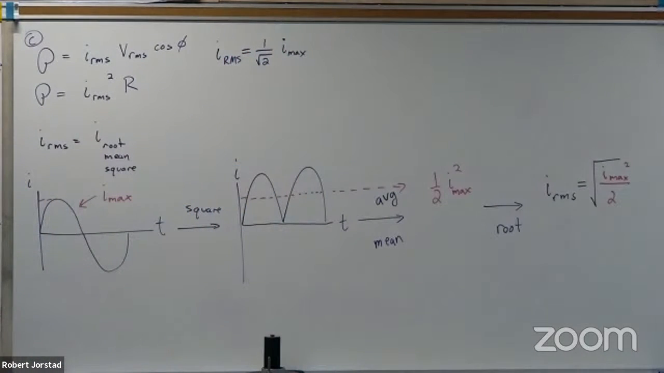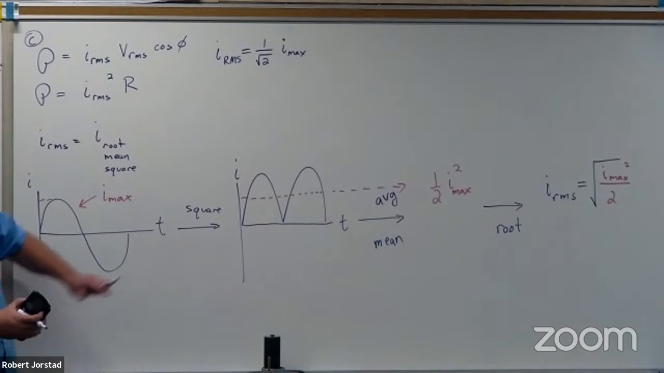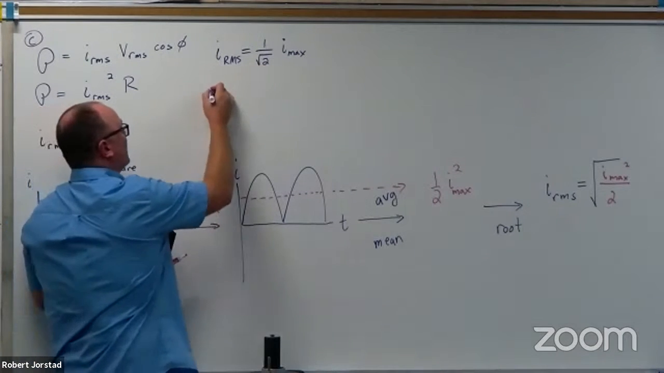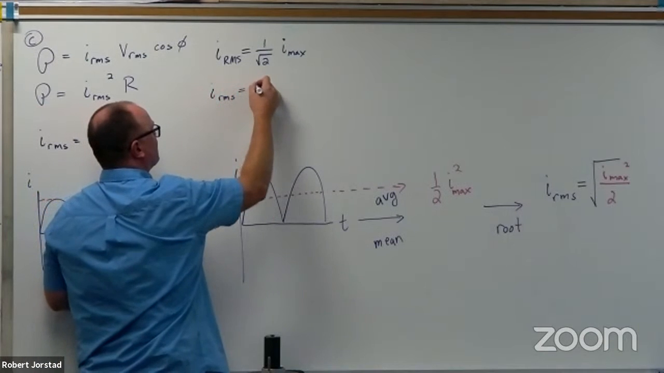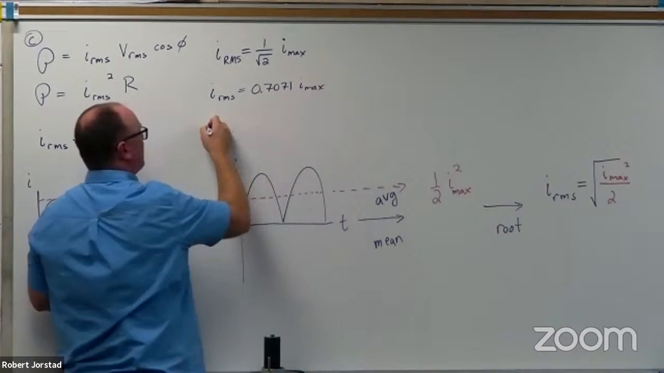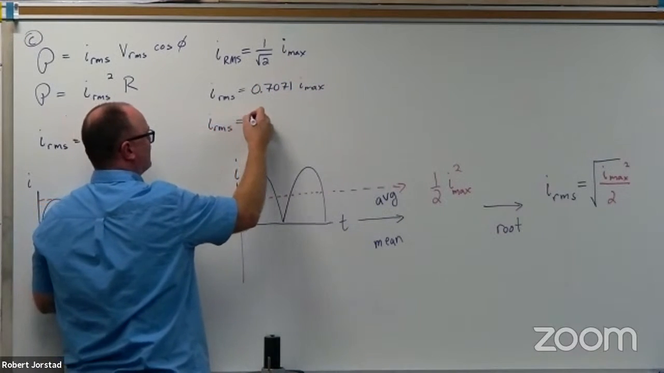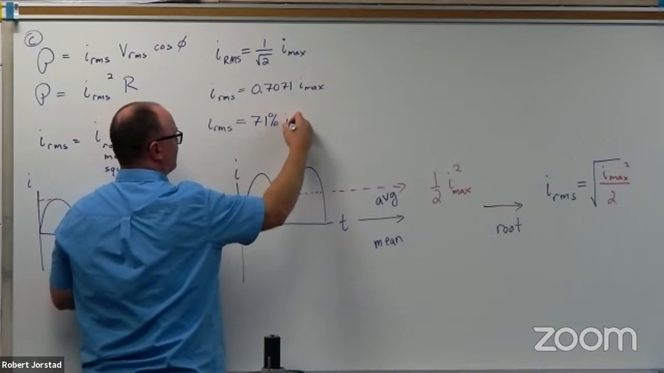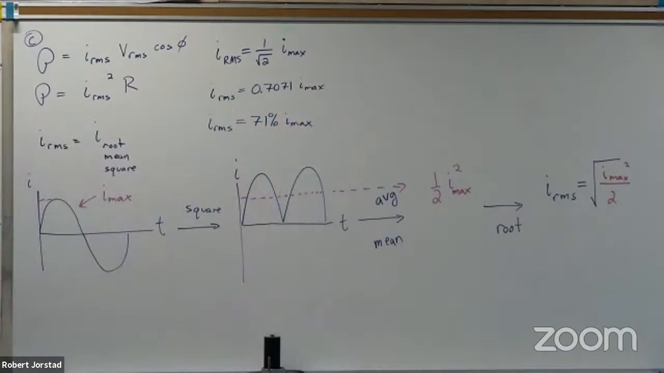IRMS is just a fancy way of saying the current amplitude. If it helps, I'll put a decimal number here. It's about 0.7071 I max, or IRMS is equal to about 71% of the current amplitude. So the words IRMS, or root mean square of the current, simply is a different way to discuss the current amplitude. This is a standard way to discuss it because this looks just like the power associated with our resistance equation.